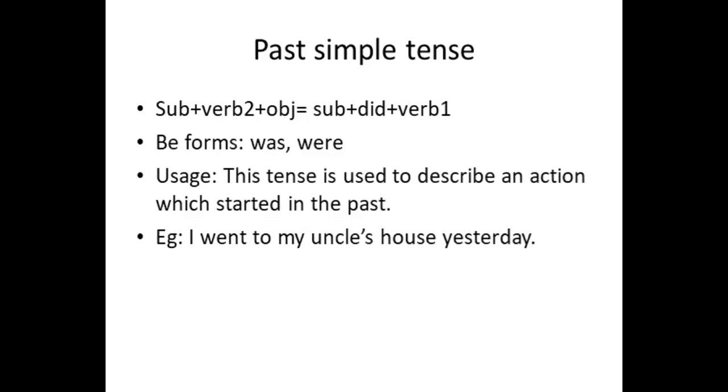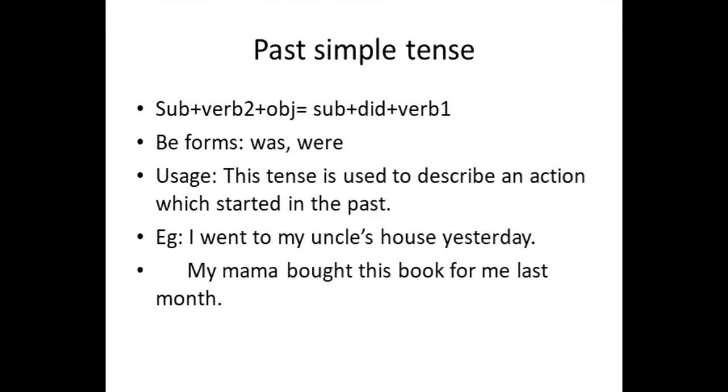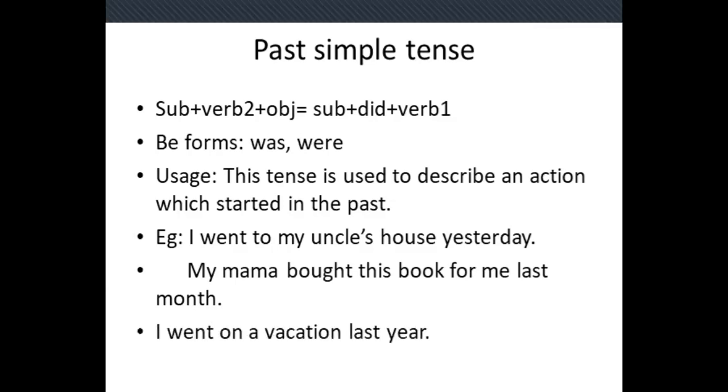Example: I went to my uncle's house yesterday. Already the action completed. We use this tense to describe the completed action in the past. My mama bought this book for me last month. My mama means my mother bought this book for me last month. You can also write this sentence like my mama bought me this book last month. I went on a vacation last year.